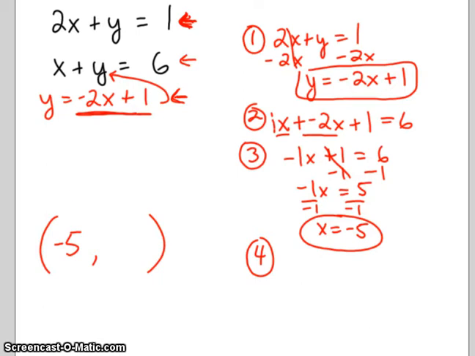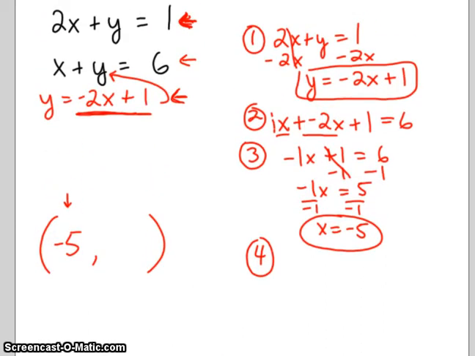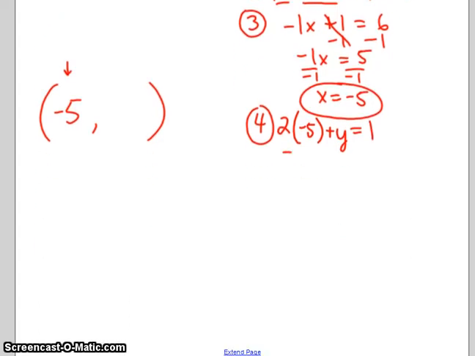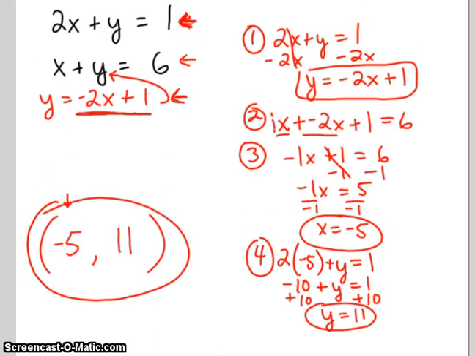We know that x equals negative 5. So let's go ahead and plug in negative 5 into our first equation. So we have 2 times negative 5 plus y equals 1. We want to solve for y, and we get y equals 11. So our answer is negative 5, 11.